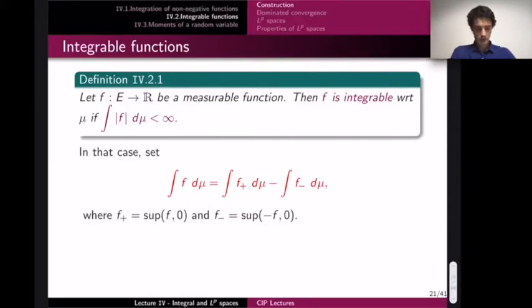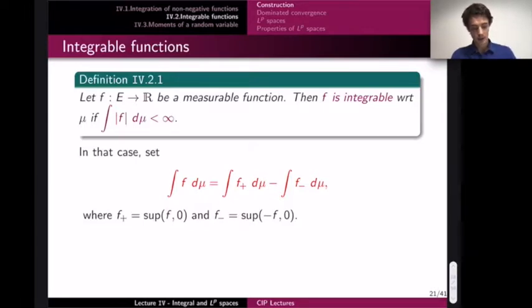So we are now ready to introduce the complete definition of integrability of an integral of a function which need not be non-negative. So let f be a measurable function, so with values in R this time, not R bar. Then we'll say that f is integrable with respect to mu if the integral of the absolute value of f against d mu is finite.